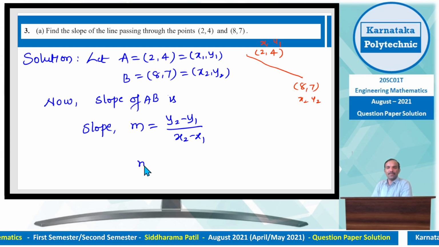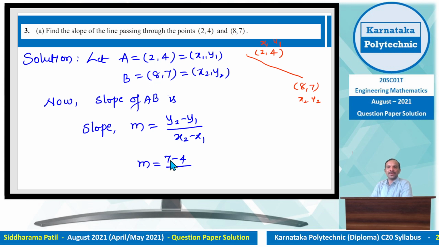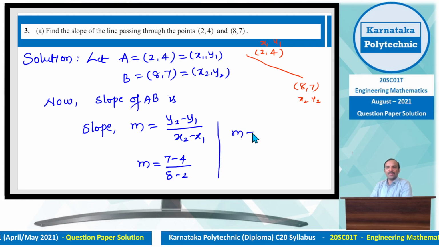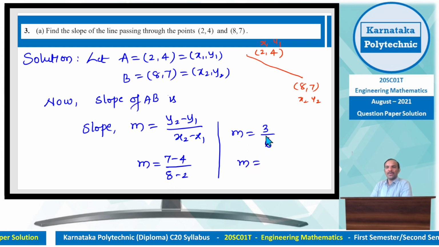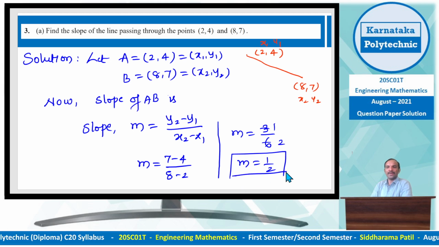m equals y2 minus y1, that is 7 minus 4, divided by x2 minus x1, 8 minus 2. That is m equals 7 minus 4 is 3, 8 minus 2 is 6. m equals 3 by 6, which is 1 by 2. Slope of the line joining the given points is 1 by 2.